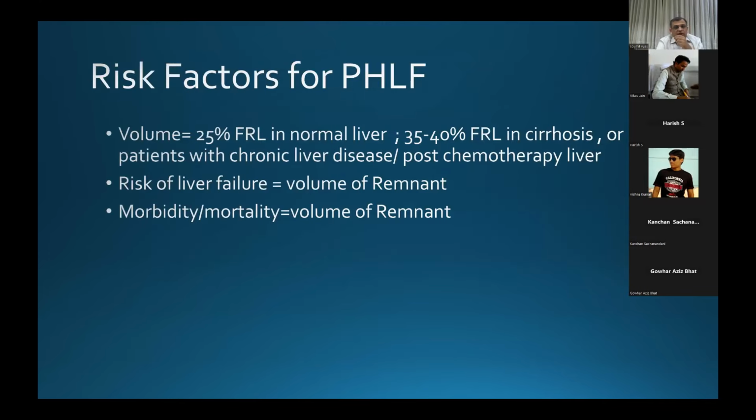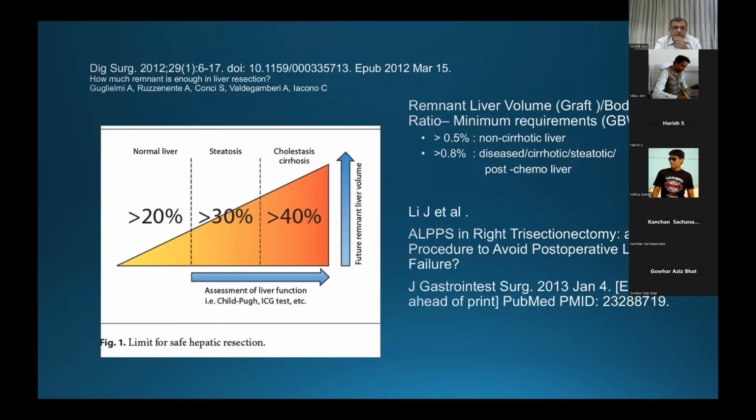And then, of course, we have the volume measurements. How much liver is really safe to be removed? Well, you could remove up to 70 to 80%, as is depicted in this graph. But of course, if you have a compromised background liver with either steatosis or cholestasis, the amount of liver that needs to be left back has to progressively increase. So you need at least a minimum of 40% of liver to be left back when you're dealing with chronic parenchymal liver disease or cirrhosis.